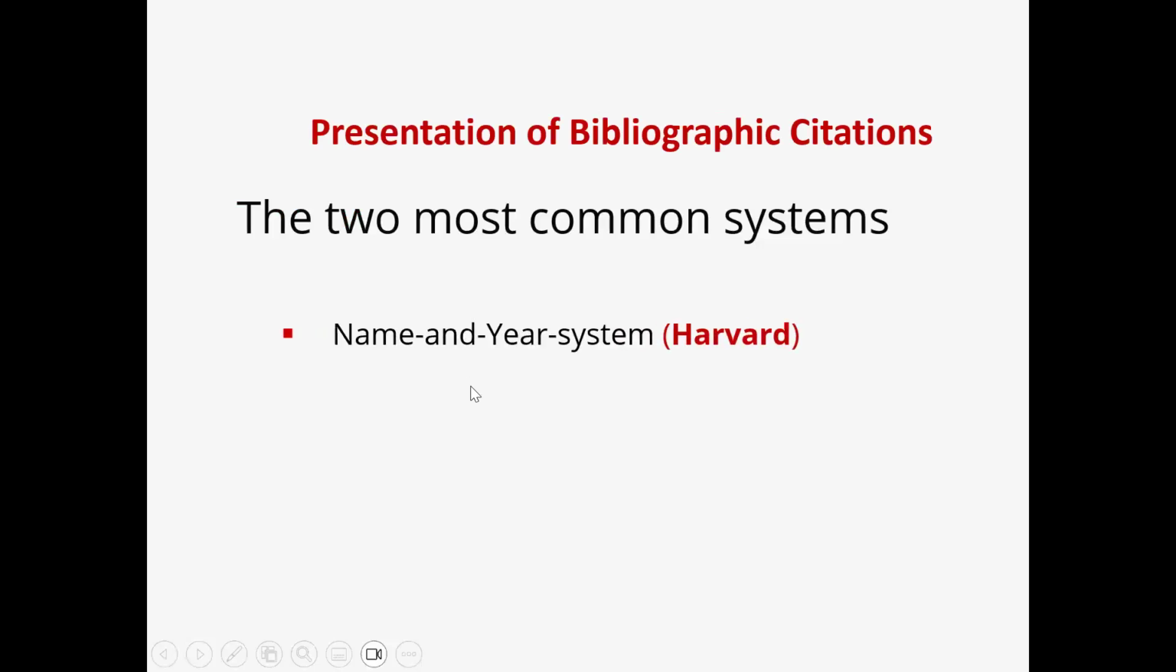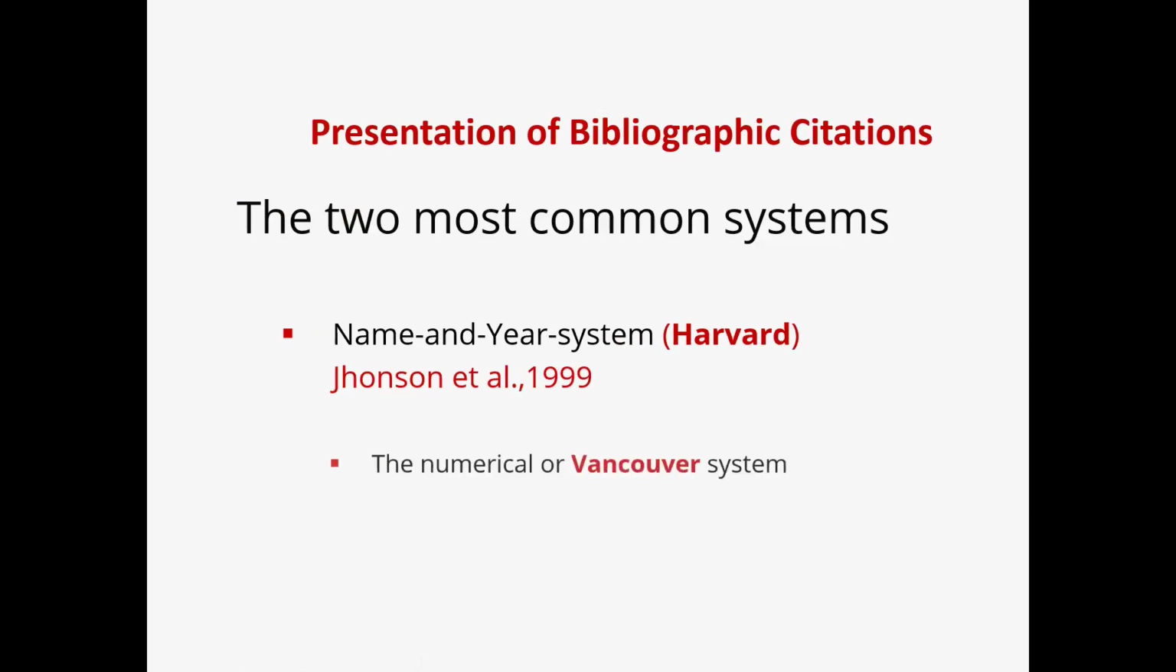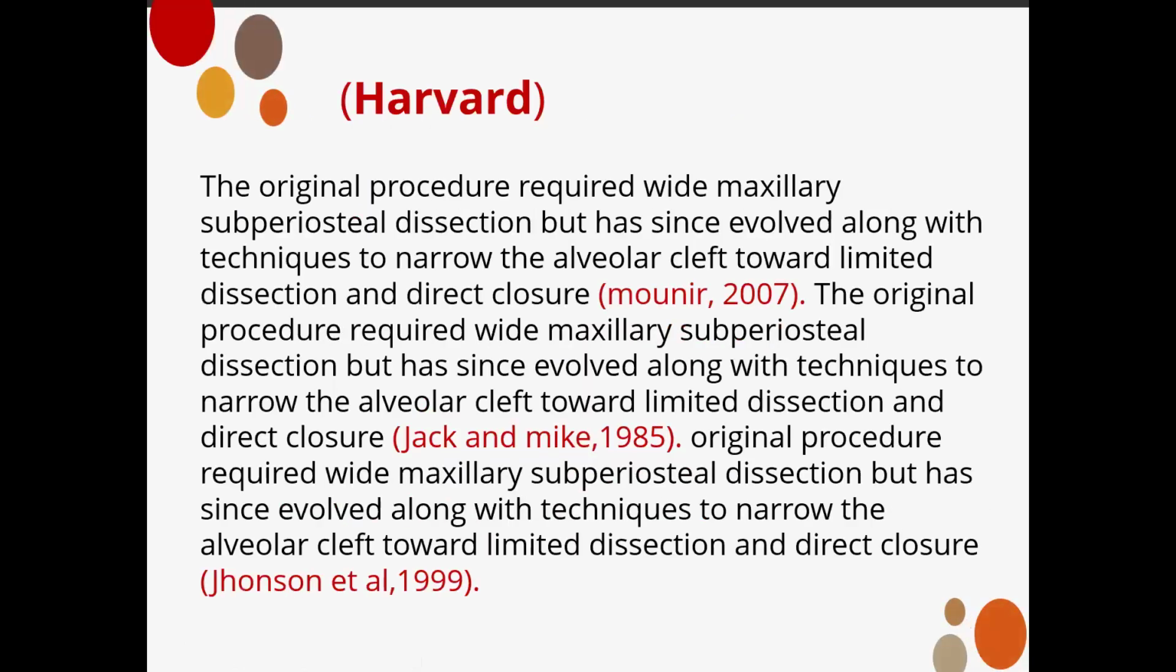There are 2 main types of writing the references, either the Harvard method, in which you write the name of the author and the date, or the numerical part, which is the Vancouver method. So this is the Harvard method. You write something, a paragraph, and you write the name of the author at the end. This is the Harvard method.